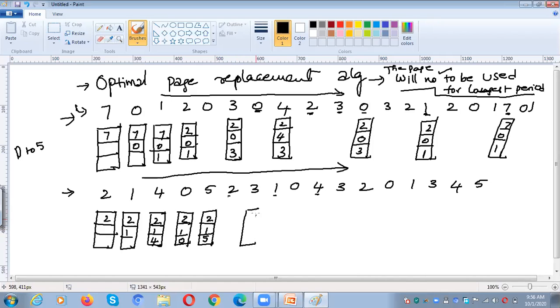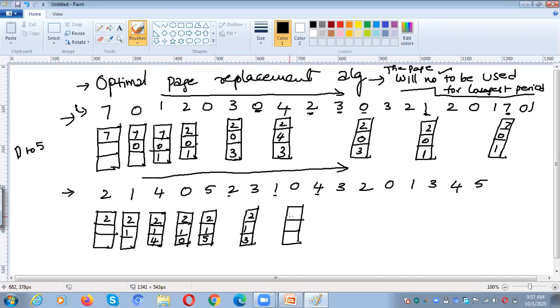And then 3. 3 is not there in the main memory. So what I need to do? So 1 I require immediately. 2 I require immediately. After 1, at the last I require 5. So I need to replace it with 5. 2, 1. So 1 is already there in the main memory, no page fault. 0 is not there in the main memory. If 0 is not there, page fault and there is no free frame.